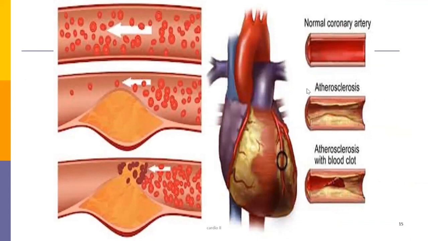The slide is showing us the first diagram. We can see the coronary artery, how blood is flowing normally. The second one is showing us the artery has been partially blocked by atherosclerosis. Then the third one is showing us a clot being formed, maybe after rupture of an atherosclerotic plaque.